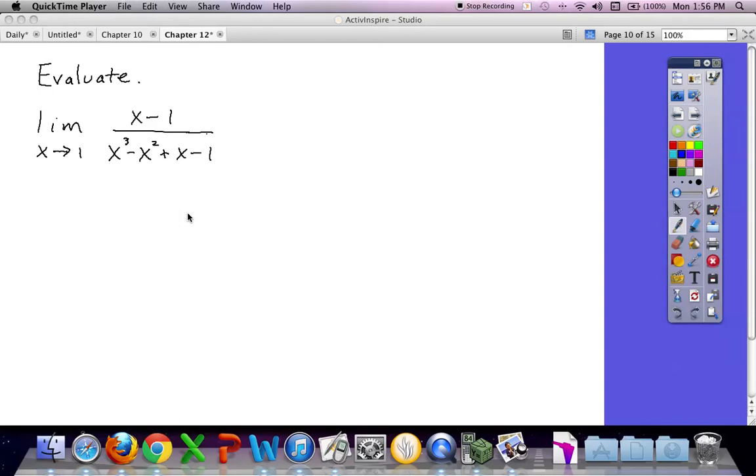This is example 3. And again, if you substitute x equals 0, what do you get? Or sorry, we're taking the limit as x approaches 1. So if I put 1 in for x, the numerator is 0. What do you get in the denominator if you substitute x equals 1? 1 minus 1 plus 1 minus 1, it's 0. So we get that indeterminate form.